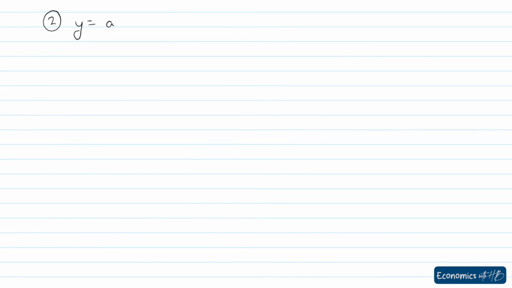y is equal to a to the power x square. Here again, the formation is y is equal to a to the power u, where u is a function of x. u is equal to x square. Therefore, the formula is dy by dx is equal to a to the power u as it is into log of a into du by dx.